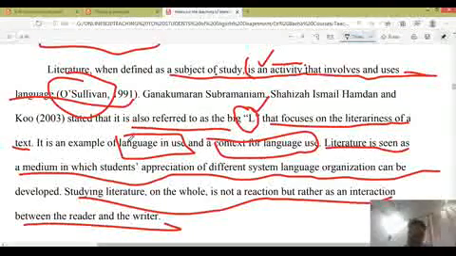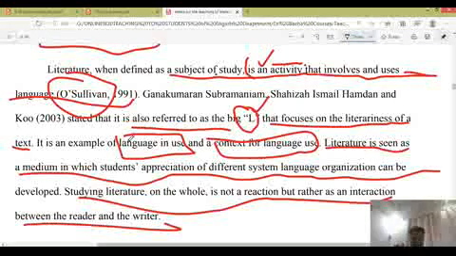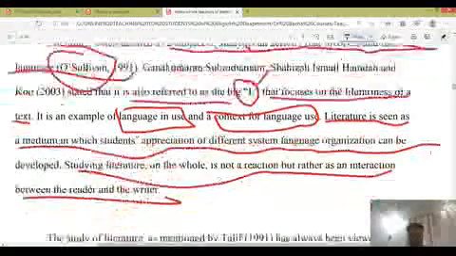Literature is seen as a medium. You must focus on the wording here. Literature is seen as the medium in which students' appreciation of different systems of language organization can be developed. Studying literature on the whole is not a reaction, but rather an interaction between the reader and the writer. So, in a nutshell, it connects the reader and the writer. It brings a kind of connection between the two. So here, they think like this.